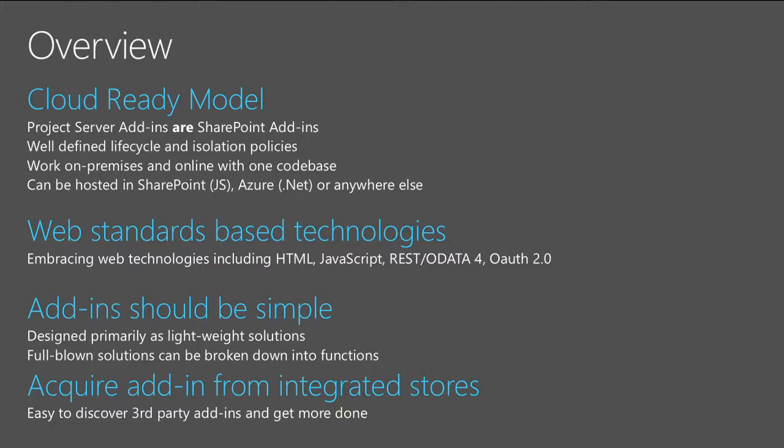And at the same time, if they remove it or uninstall it, everything that came with that add-in gets cleaned up pretty nicely as well. The next thing that we invested in is a web standard-based model. So what this means is that we're really embracing things like JavaScript, HTML, OAuth, OData, and REST, and all of these web standards-based technologies. We've also done a lot of work to make the user experiences great.